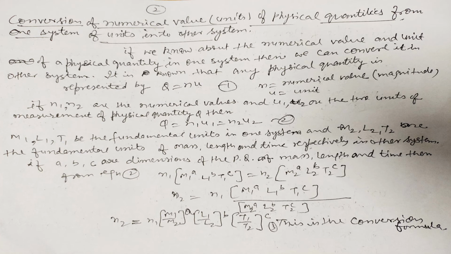One thing we have to keep in mind here is that we are converting the numerical value of the physical quantity, not the unit, because as we have seen, any physical quantity is equal to n and u, where u is the unit. The unit is known in both systems, but the numerical value or magnitude of the physical quantity can be converted using this conversion formula.